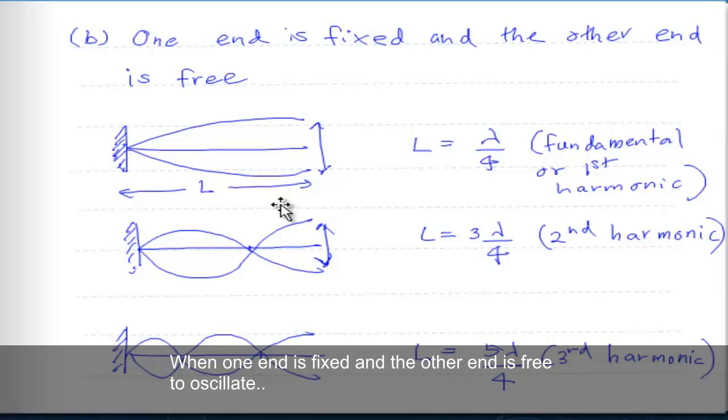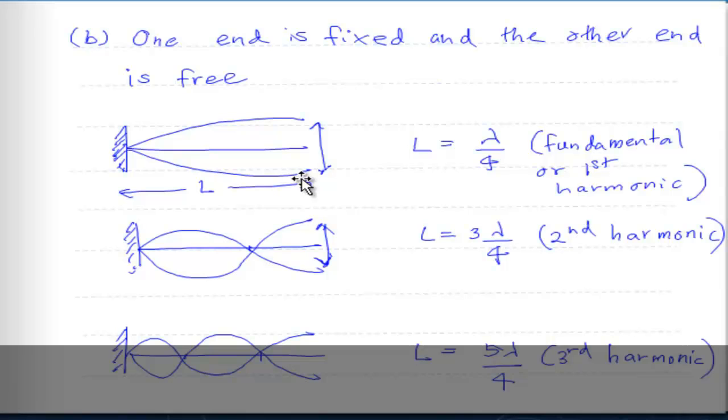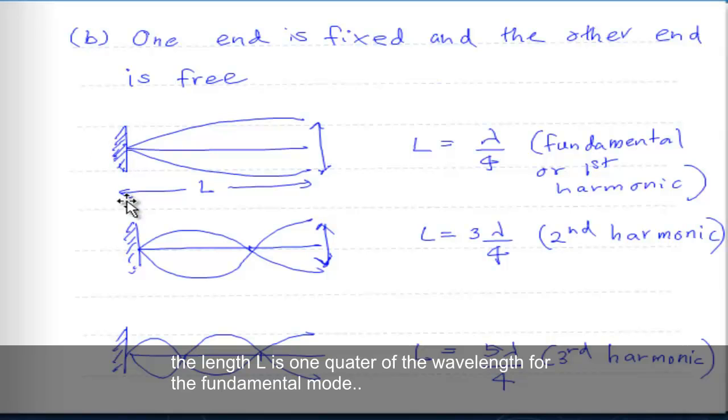So the lowest possible mode is the first diagram, which has an antinode at the right end and the node at the left end. So if the length of the string is L, this is 1/4 of a wavelength, because this is 1/2 of a loop. One loop is 1/2 of a wavelength, and this is 1/2 of a loop, which is 1/4 of a wavelength. So L equals lambda over 4 for the fundamental or the first harmonic.